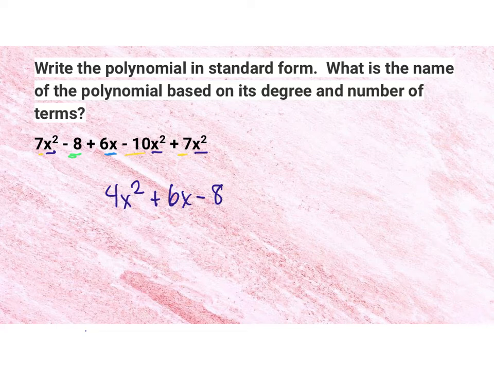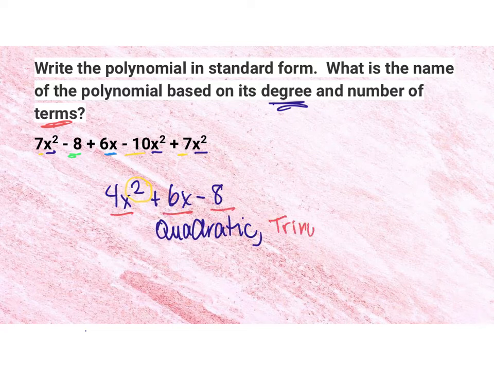Now we can name it based on the degree. So we go to the highest degree coefficient, and that would be your 2. And so this is going to be a quadratic. And that is based on the degrees. And then we're also going to name it based on the number of terms. And so we'll count the terms 1, 2, 3, and so that would be a trinomial.